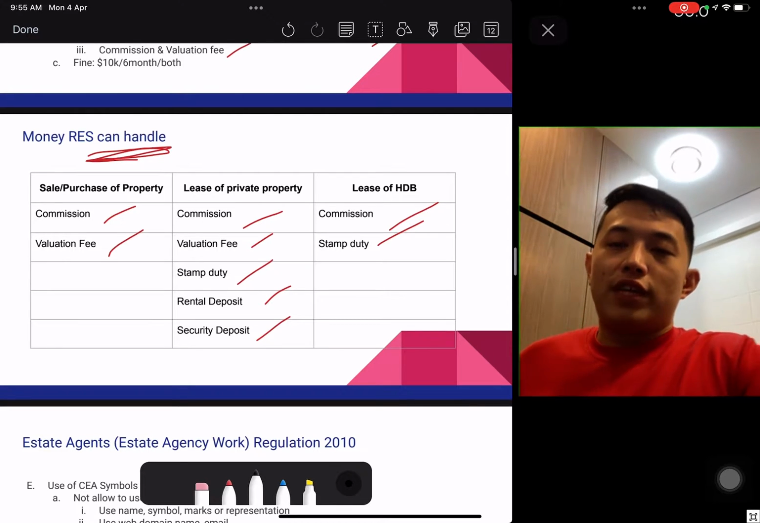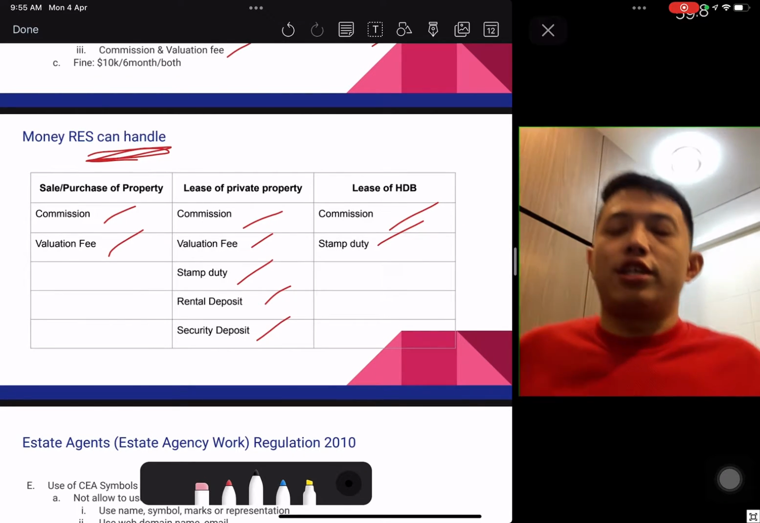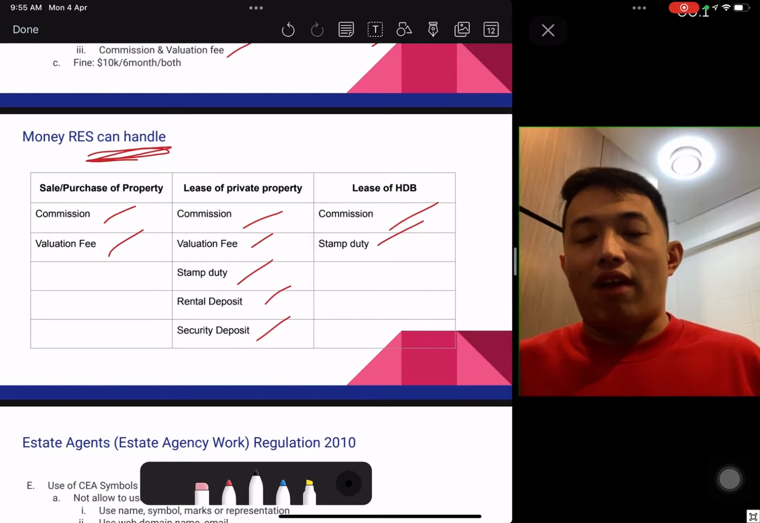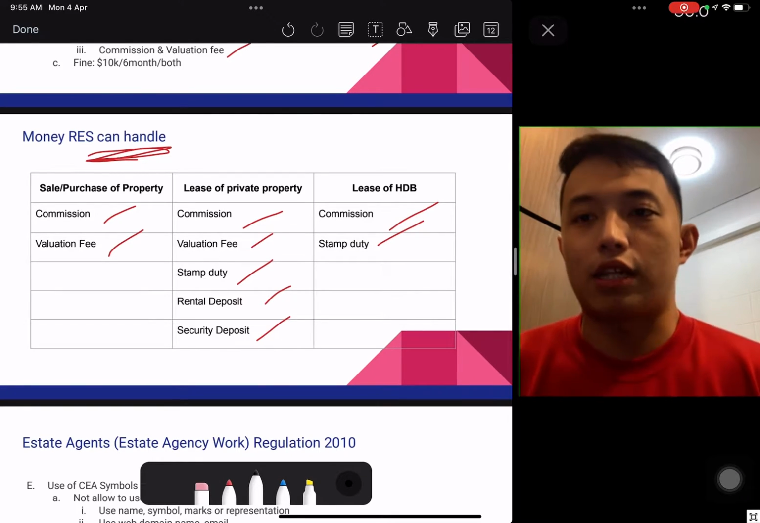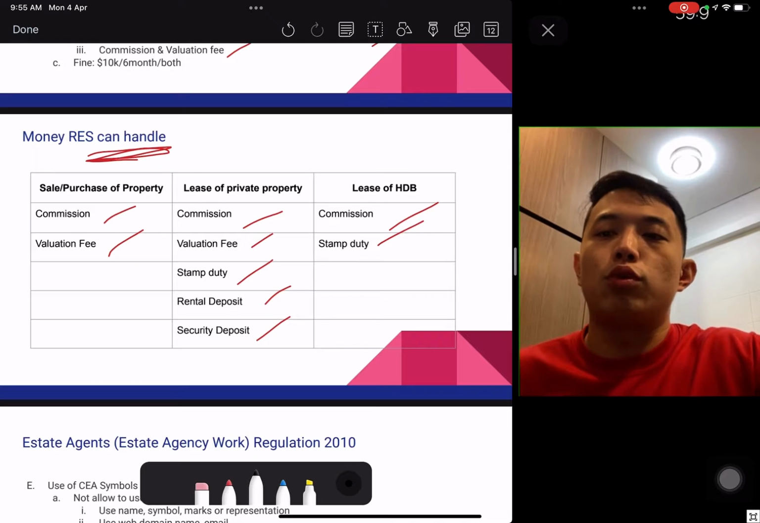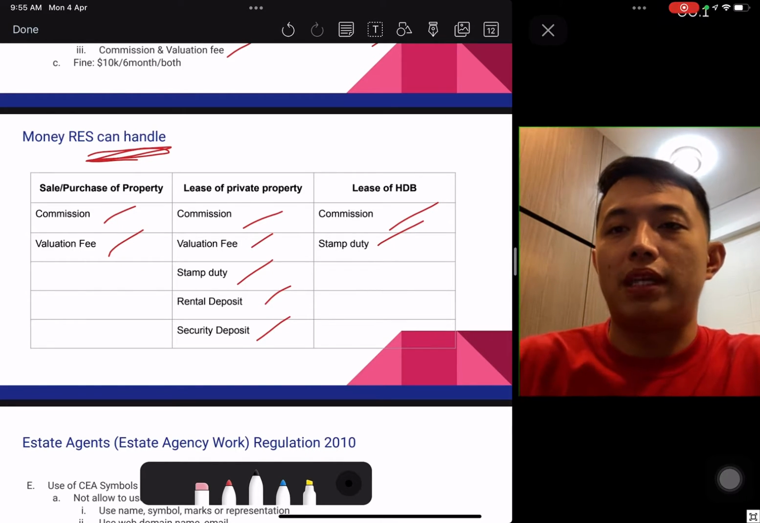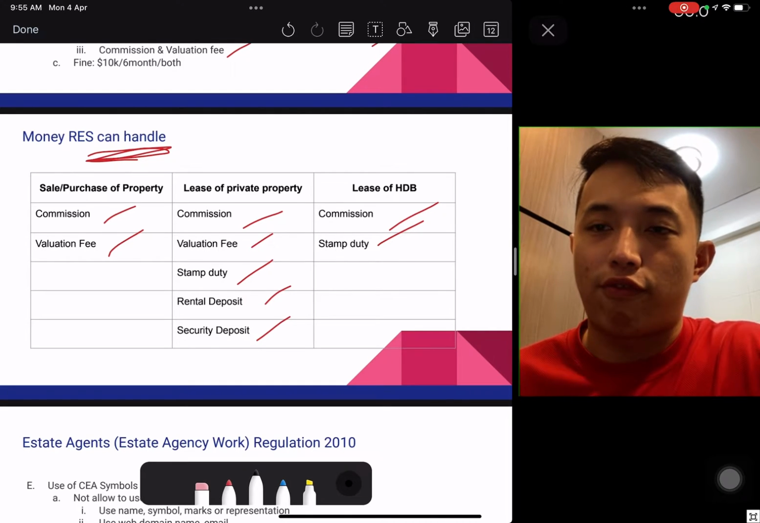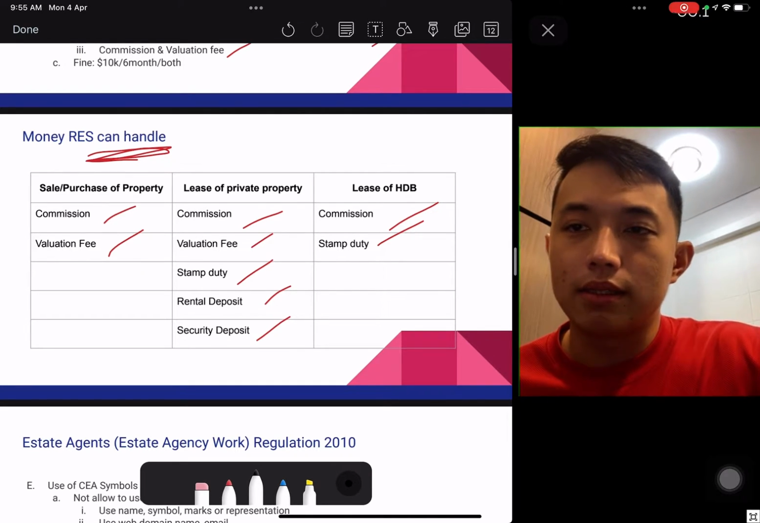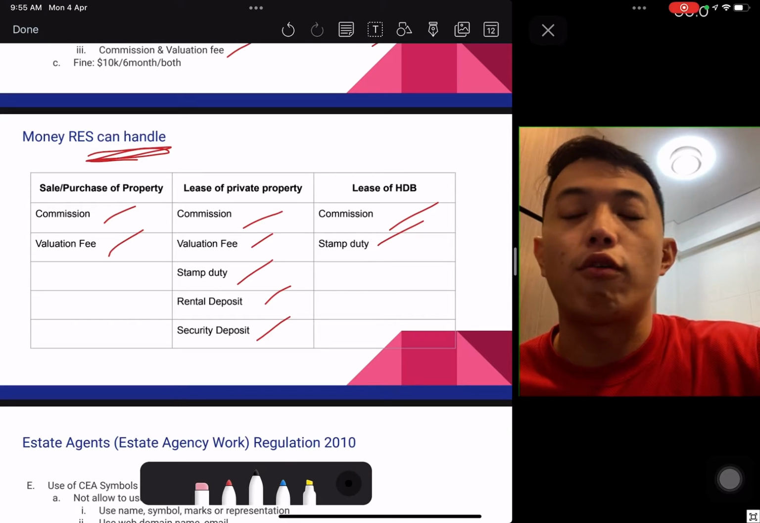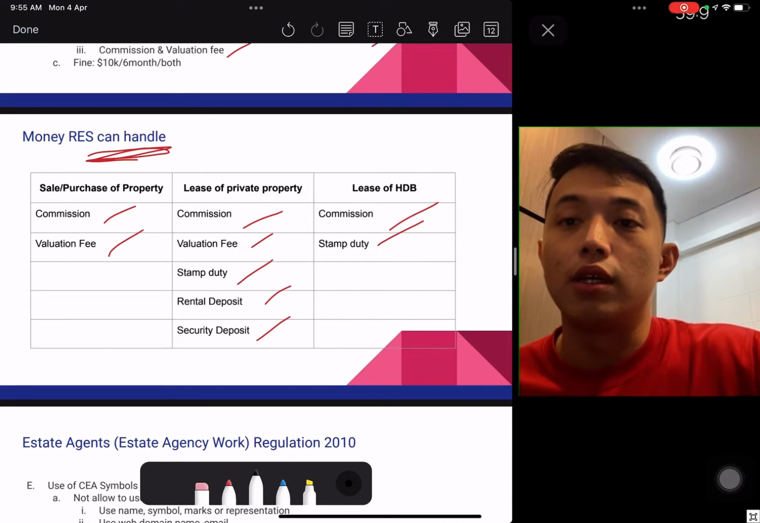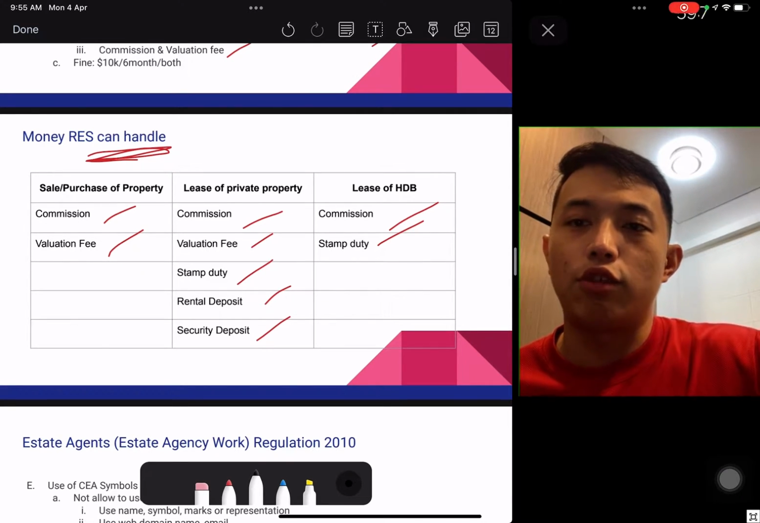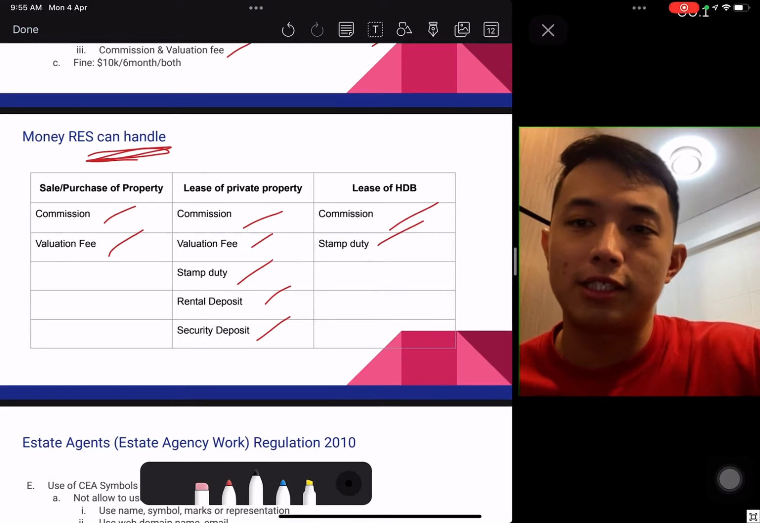So the valuation fee, guys, the annual value, you can actually find it online at IRAS. You have to pay $250 for those who want to know. So thirdly, stamp duty, for lease of both private property and HDB. Stamp duty can be collected from the tenant as you are acting for the tenant or helping the tenant do the stamp duty. It must be done within 14 days, guys. Okay, remember, stamp duty must be done within 14 days.